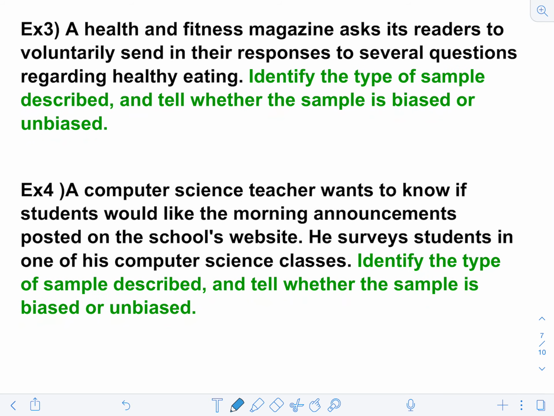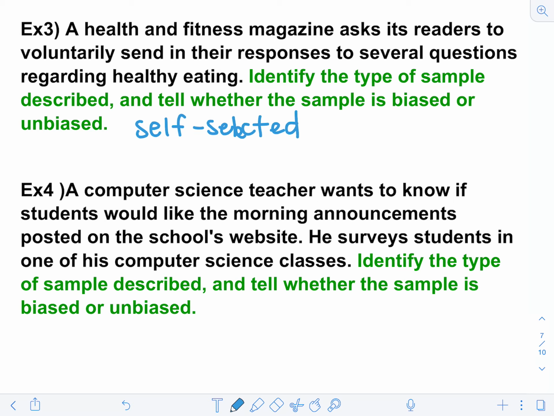All right, example 3. A health and fitness magazine asks its readers to voluntarily send in their response to several questions regarding healthy eating. Identify the type of sample described and whether or not the sample is biased. So, the type of sample, well, if the readers are voluntarily sending in responses, this is self-selected because they can choose whether or not to be a part of that.